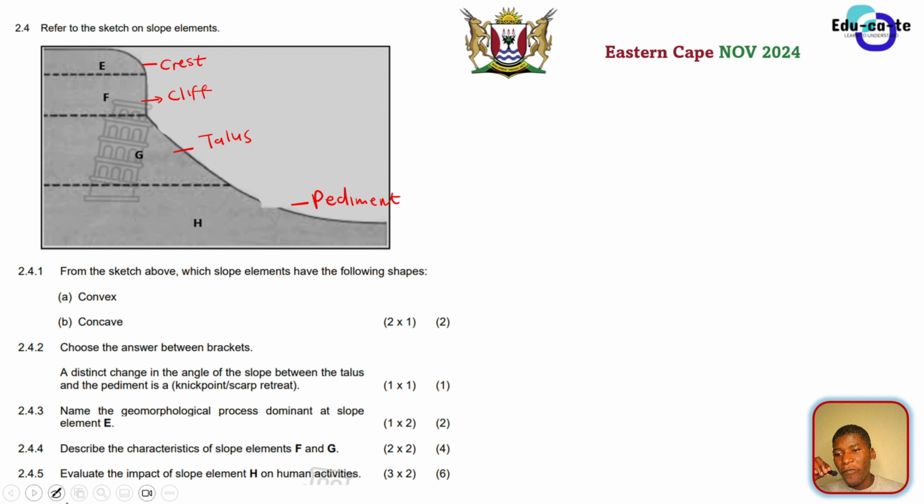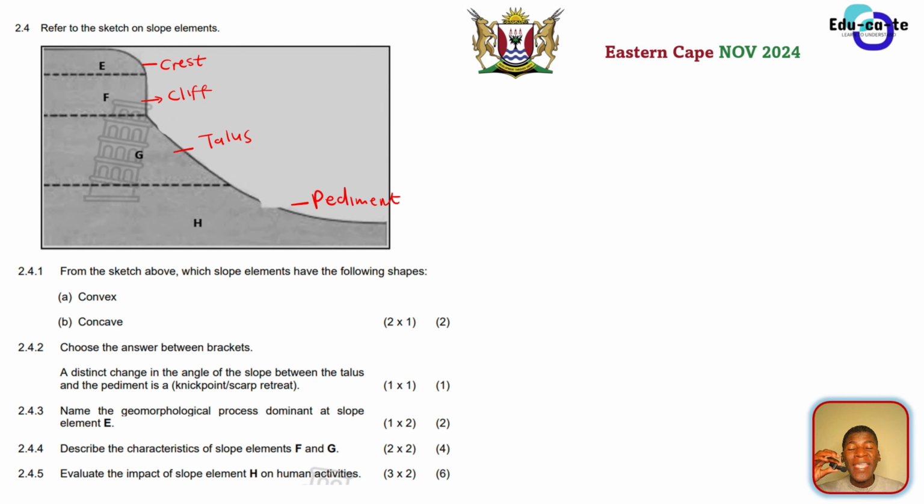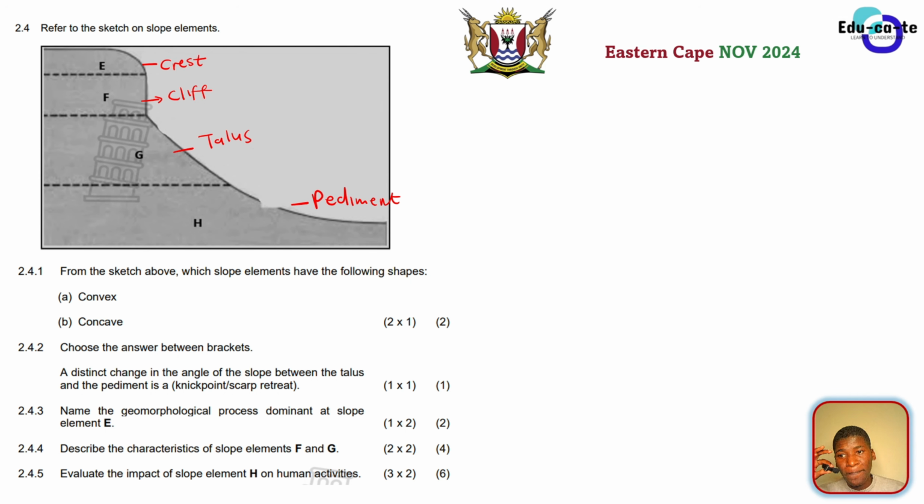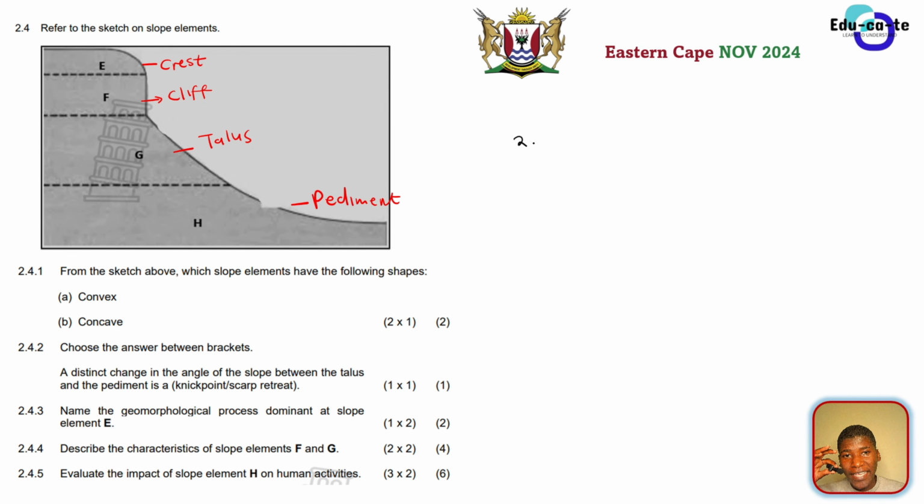Now 2.4.1 asks us, from the sketch above, which slope elements have the following shapes? Remember, the shapes of slope elements are three. We have a regular slope element, a concave slope element, as well as a convex slope element. 2.4.1 A says, which slope element is convex shaped?